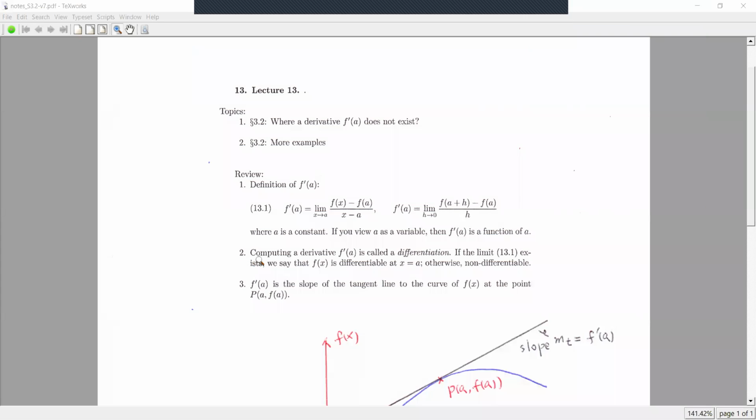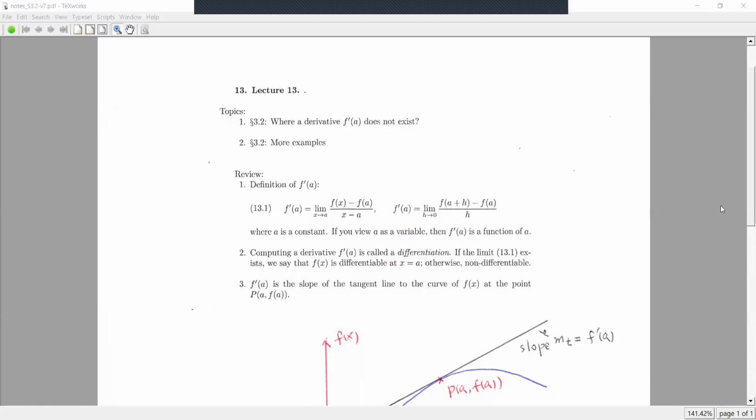Review number 2. Computing a derivative is called a differentiation. Derivative is a limit. If the limit exists, then we say that the function is differentiable at the point A. Differentiable means the derivative at the point A is computable, or the limit exists. Otherwise, we say that the function f is non-differentiable at the point A.